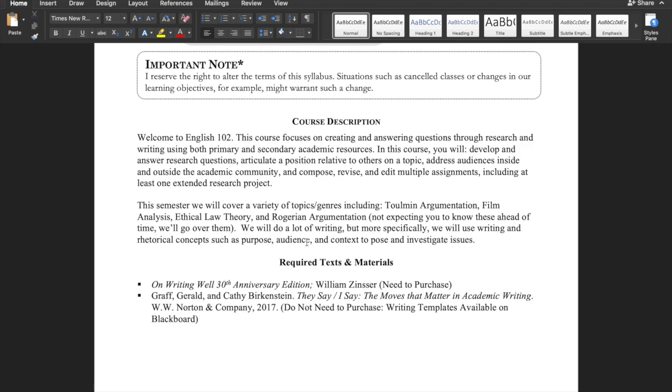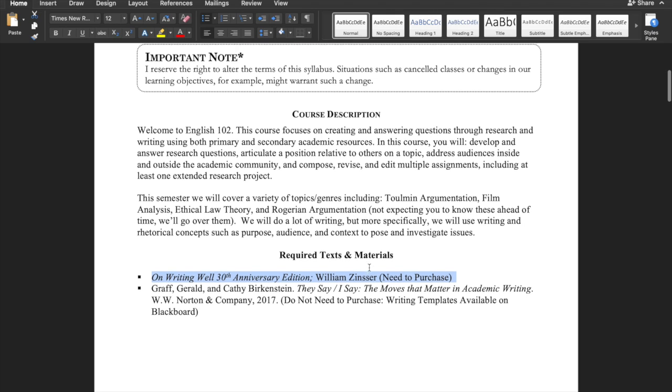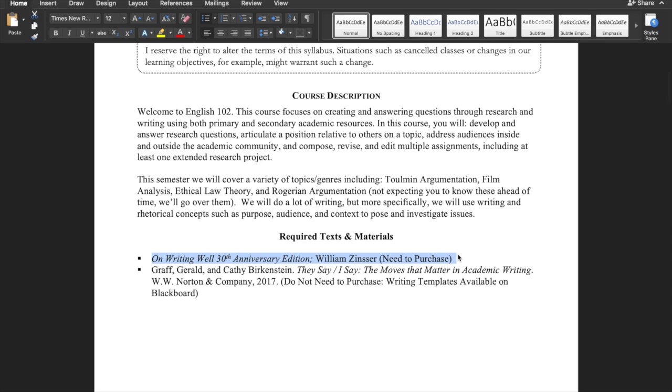In terms of required text, the only thing you will need to be purchasing, and I believe I emailed you about this, is the book On Writing Well, 30th Anniversary Edition by William Zinsser. Be sure to get that edition. We will be using just a few chapters of this. It's a pretty short book anyways. Zinsser explores great ways to help writers have more clarity in their writing, how to take out clutter, how to be more engaging for readers, those sorts of things. So we'll borrow from that a little bit here and there. Aside from that, you do not need to purchase anything at all.